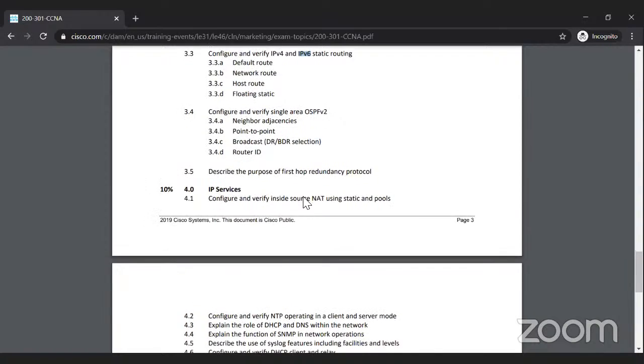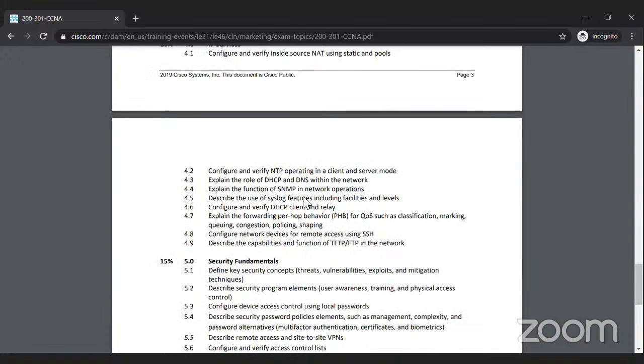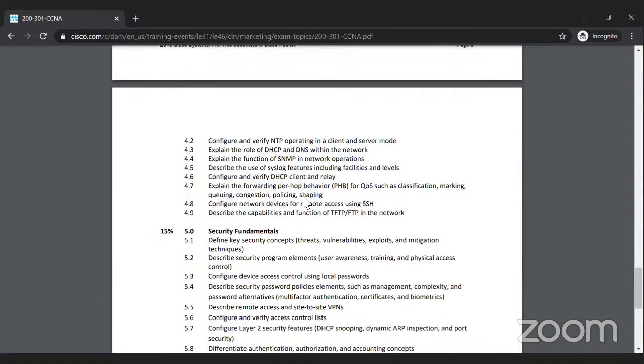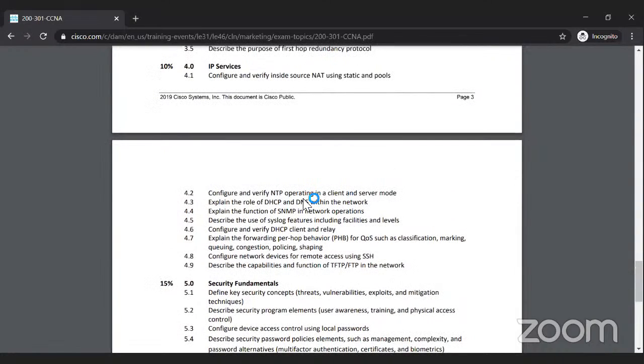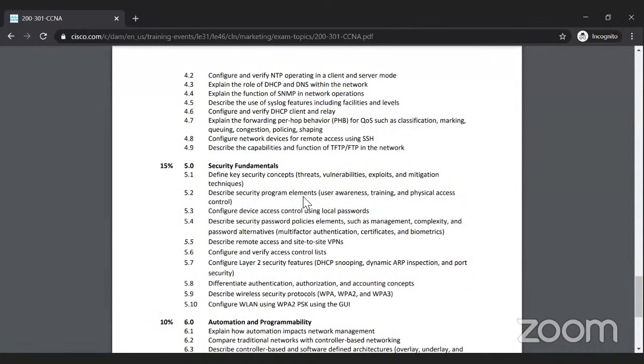And then the fourth module, we have the IP services: DHCP, NAT, PAT, FTP, SNMP, all management-related services and protocols related to IP. And the second last module is related to security, where we will be learning VPN, access lists, and DHCP snooping, ARP inspection, ARP poisoning. So all security fundamentals will be covered here.